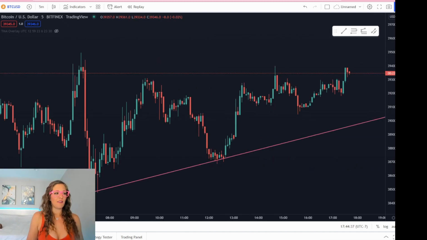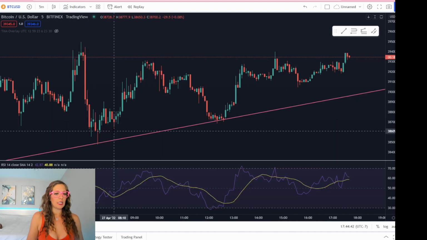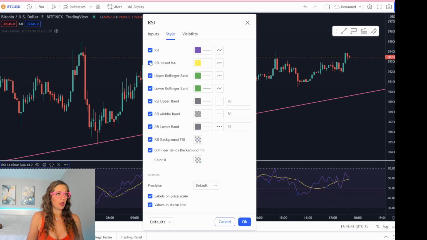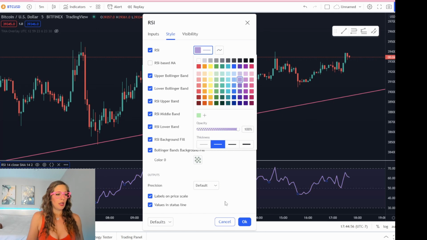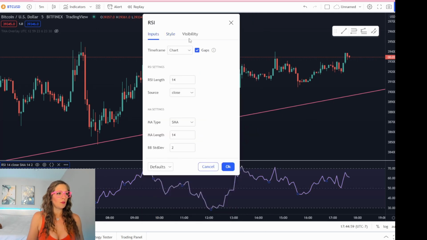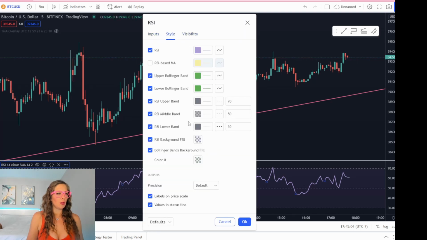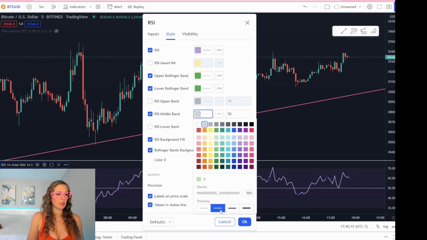Okay, now we are on the 5 minute chart. We are also going to use the RSI, the relative strength index, in this strategy. We're going to go ahead and get rid of this RSI based moving average. Maybe make this line a little thicker. And then also we're going to only pay attention to this middle band, the 50 line, so we can get rid of the 70 and the 30, and maybe make this one a little more prominent so we can see it.